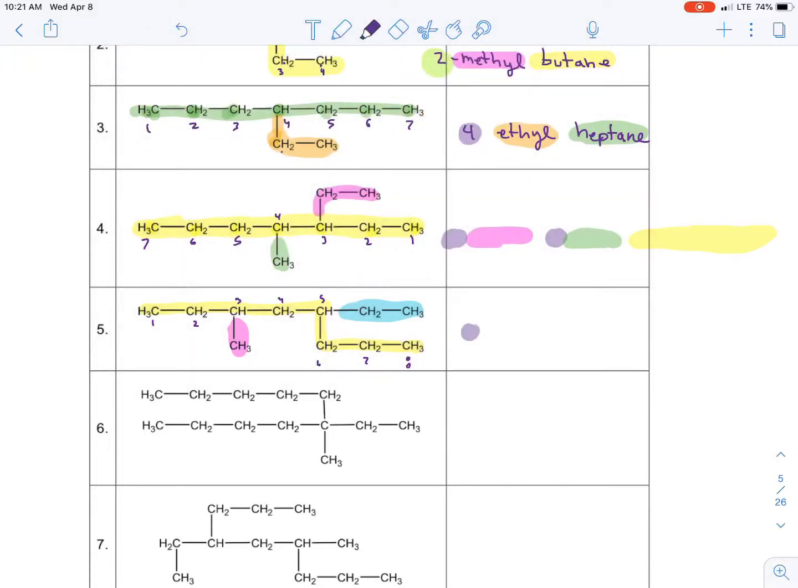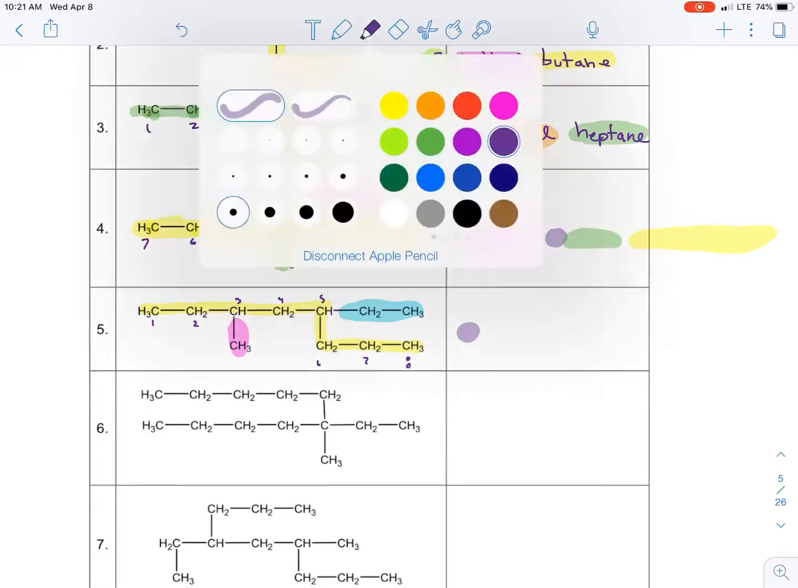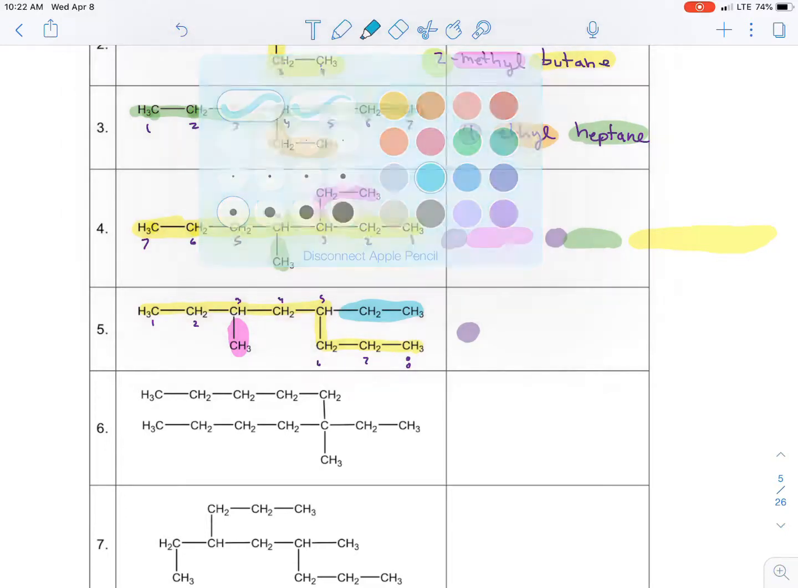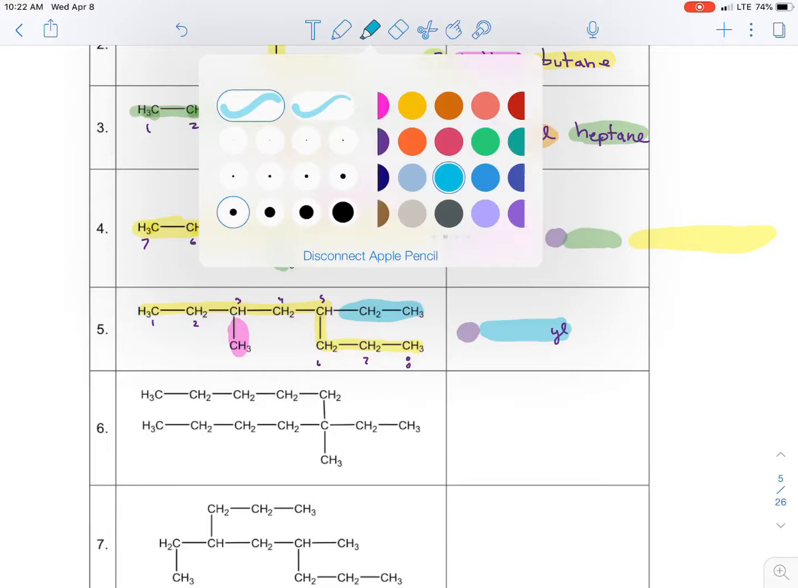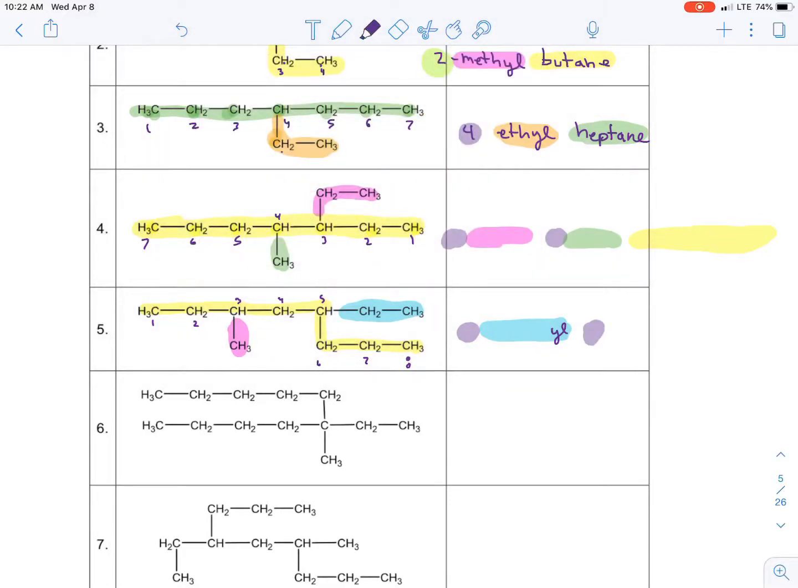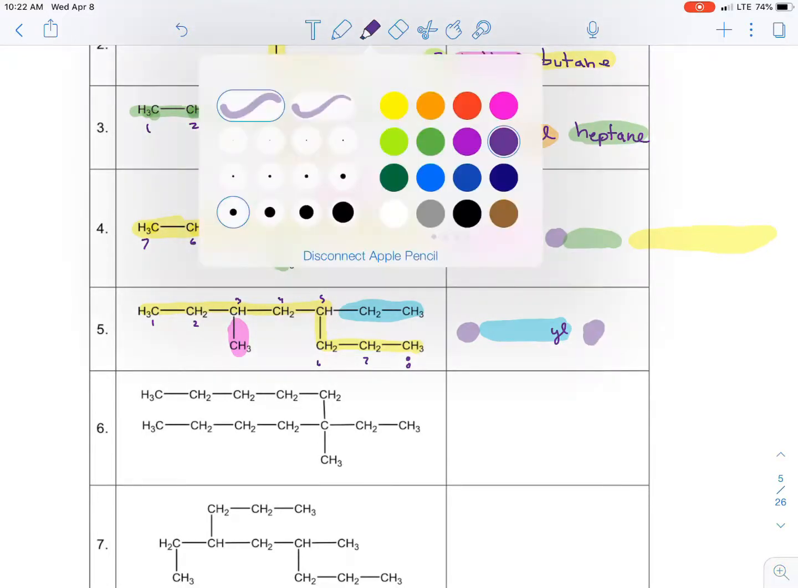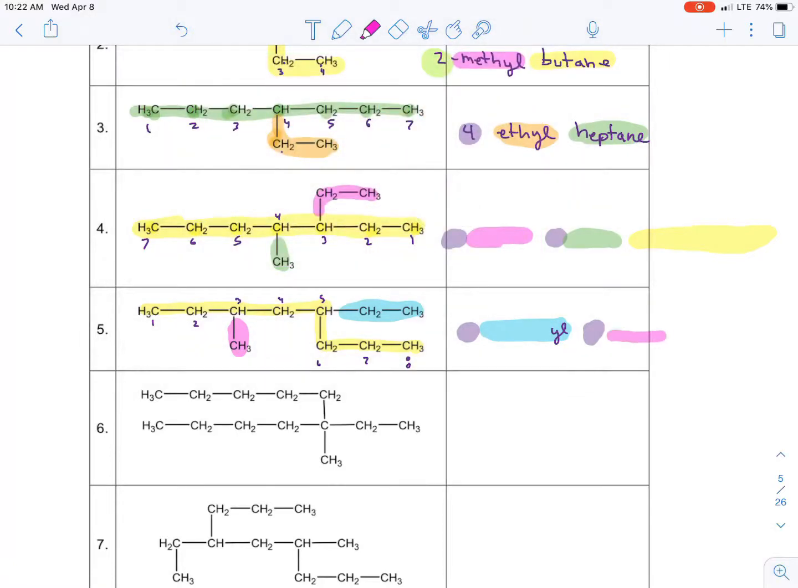We need the number. We need the name of that blue thing. I think that was the color. Right? It's going to end with YL. We're going to need another number. We need a name of that pink thing. And the reason I'm doing it in this order is because that's alphabetically. And that's going to end in YL also. Don't put an ane in there yet.